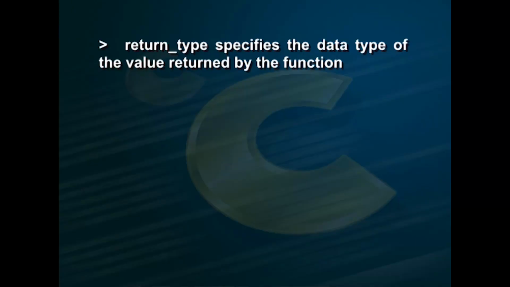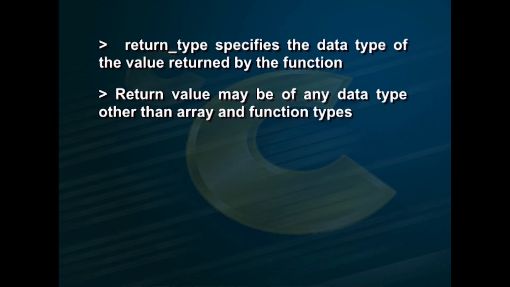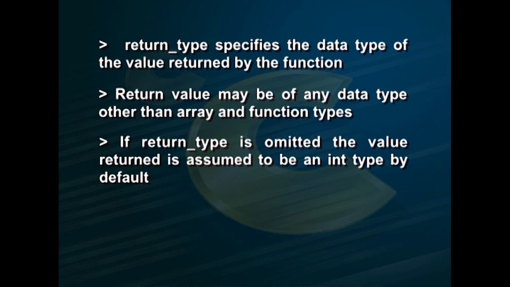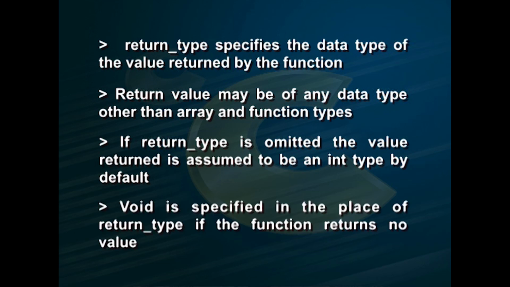Some points to be kept in mind while specifying return type. Return type specifies the data type of the value returned by the function. Return value may be of any data type other than array and function types. If return type is omitted, the value returned is assumed to be an integer type by default. Void is specified in the place of return type if the function returns no value.